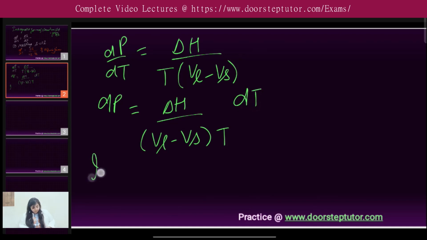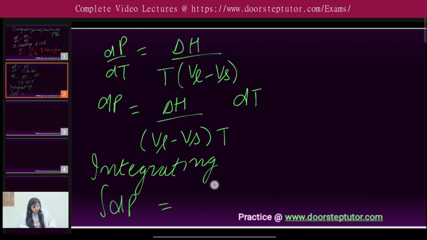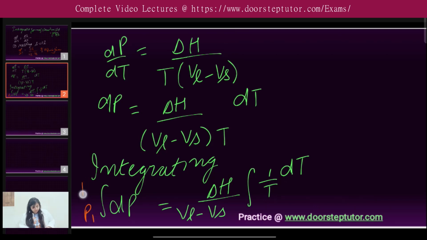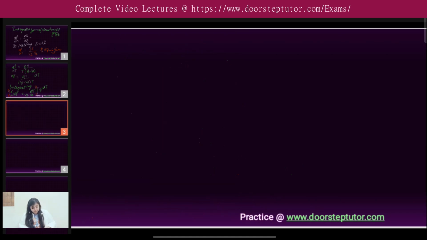So now integrating both the sides, we get the integration of dP equal to delta H upon the volume of liquid minus the volume of solid, because these are constant values, so I am taking it outside the integration. So this will become 1 by T into dT. The limits for this will be pressure going from P1 to P2 and temperature going from T1 to T2.